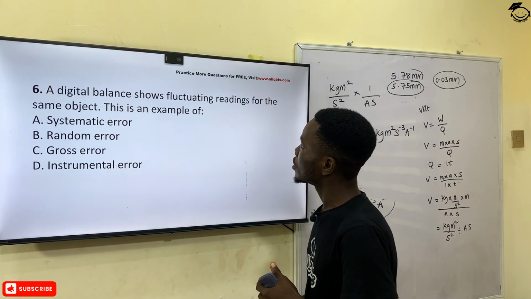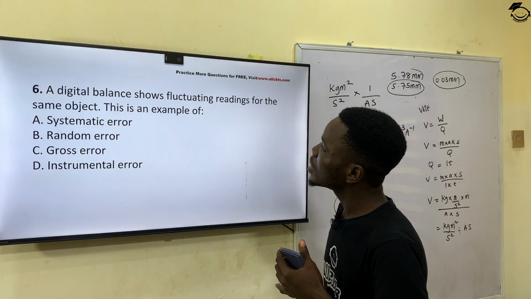It says a digital balance shows fluctuating readings for the same object.